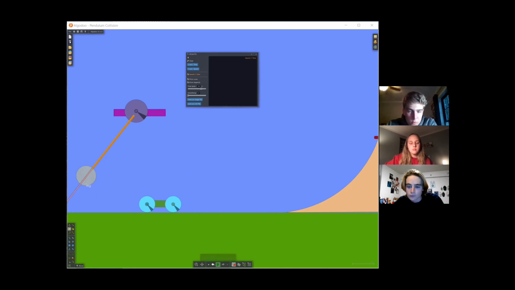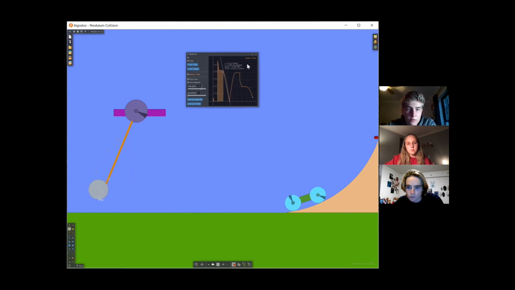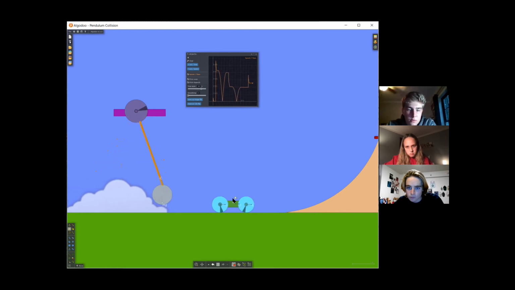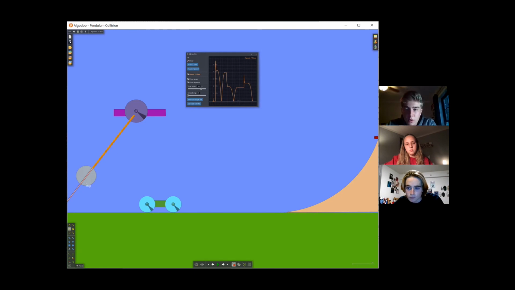So if you watch first, once the collision happens, the car will roll up the ramp and roll back down. But once it rolls back, it'll collide again with the pendulum, which then, if you watch the plot up top, you can see how the energy is changing because of the velocity.